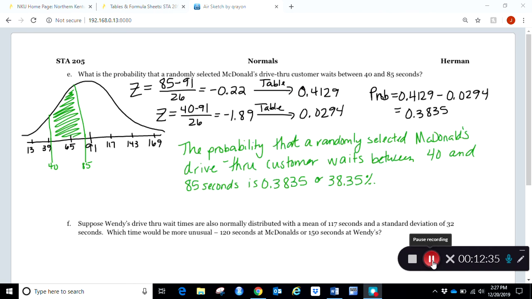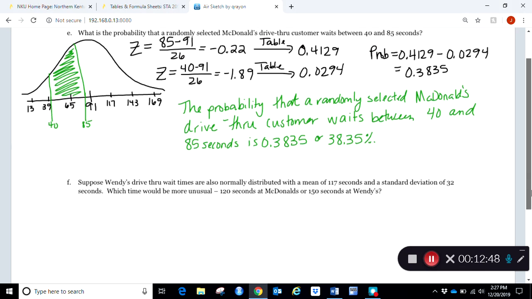So then we can say the probability that a randomly selected McDonald's drive-thru customer waits between 40 and 85 seconds is 0.3835, or 38.35%. Finally, try part F.